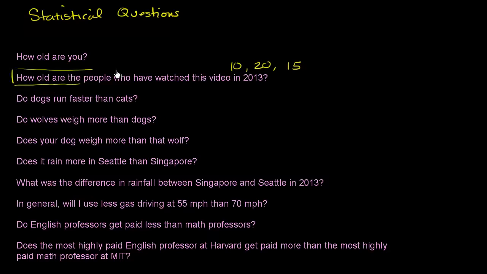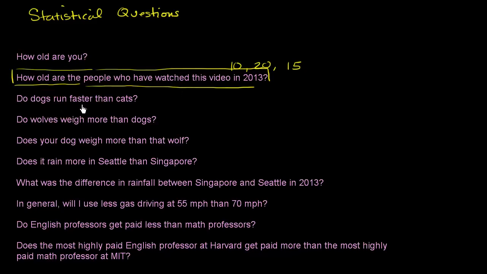And you might already be seeing a pattern here. The first question, we were asking about a particular person. There was only one answer here. There's no variability in the answer. The second one, we're asking about a trait of a bunch of people, and there's variability in that trait. They're not all the same age. And so we'll need statistics to come up with some features of the data set to be able to make some conclusions. We might say, on average, the people who have watched this video in 2013 are 18 years old or 22 years old, or the median is 24 years old, whatever it might be.